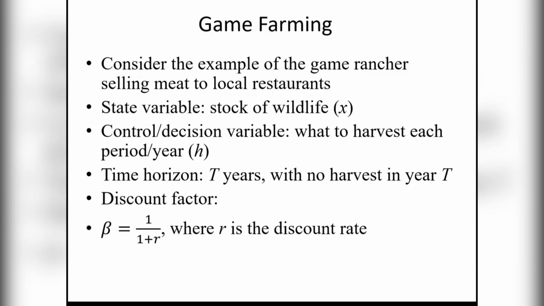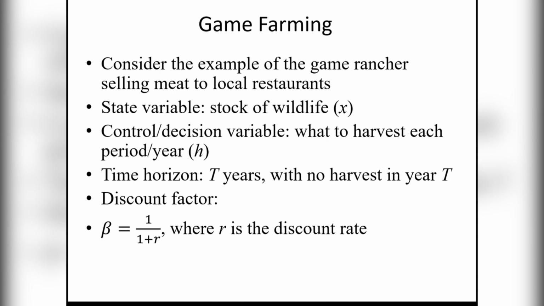Let's consider this game farming example a bit further. We have that the rancher is selling meat to local restaurants. The state variable, as we refer to it, is the stock of wildlife. In other words, we cannot affect that variable except through our decision variable, or our control variable as we call it, and that is how many animals we harvest in each period or year, and we denote that with an H.